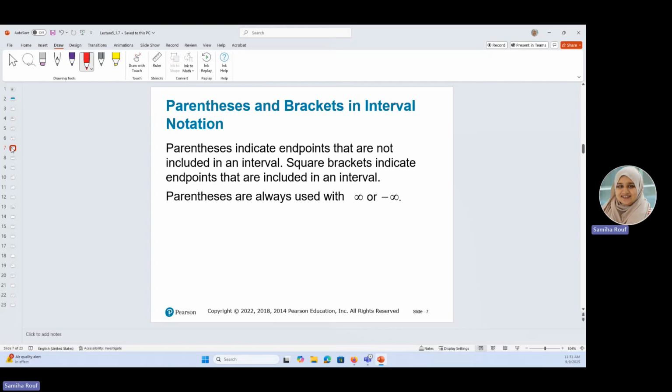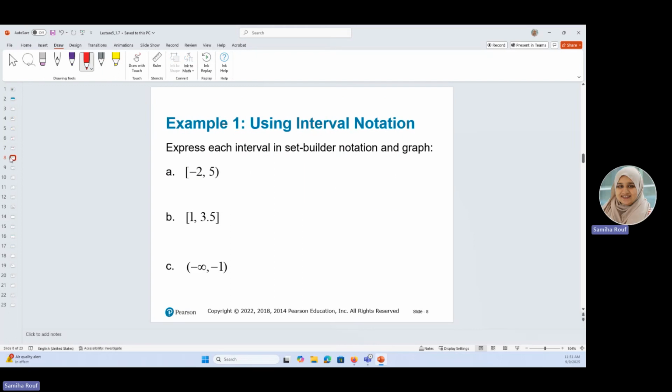Okay. So again, we see that there's a difference between whether you have parentheses or brackets. Brackets referring to those squared ones, parentheses referring to the curved ones. So again, parentheses indicate endpoints that are not included, whereas square brackets indicate endpoints that are included. And we always use parentheses for infinities. Now, express each interval in set builder notation, and then graph. So this is just to kind of give you an idea of what these intervals mean.